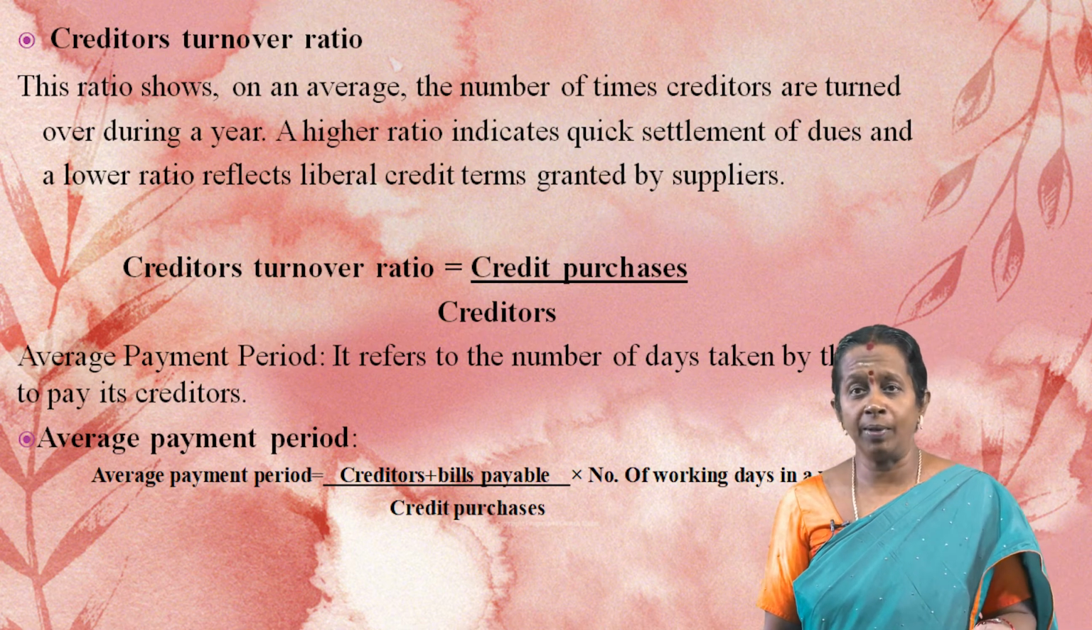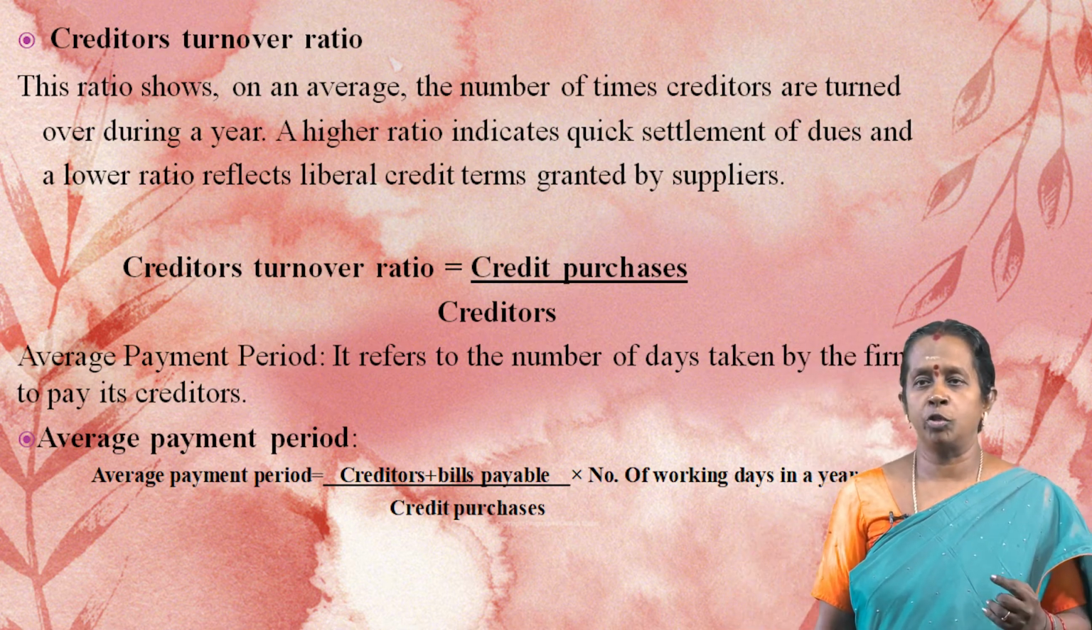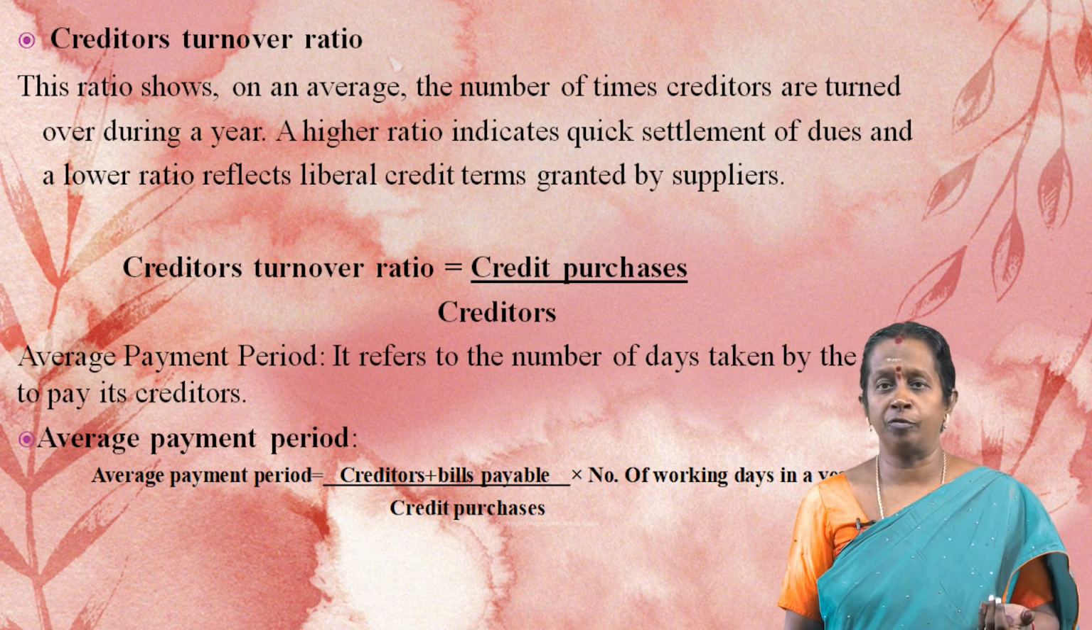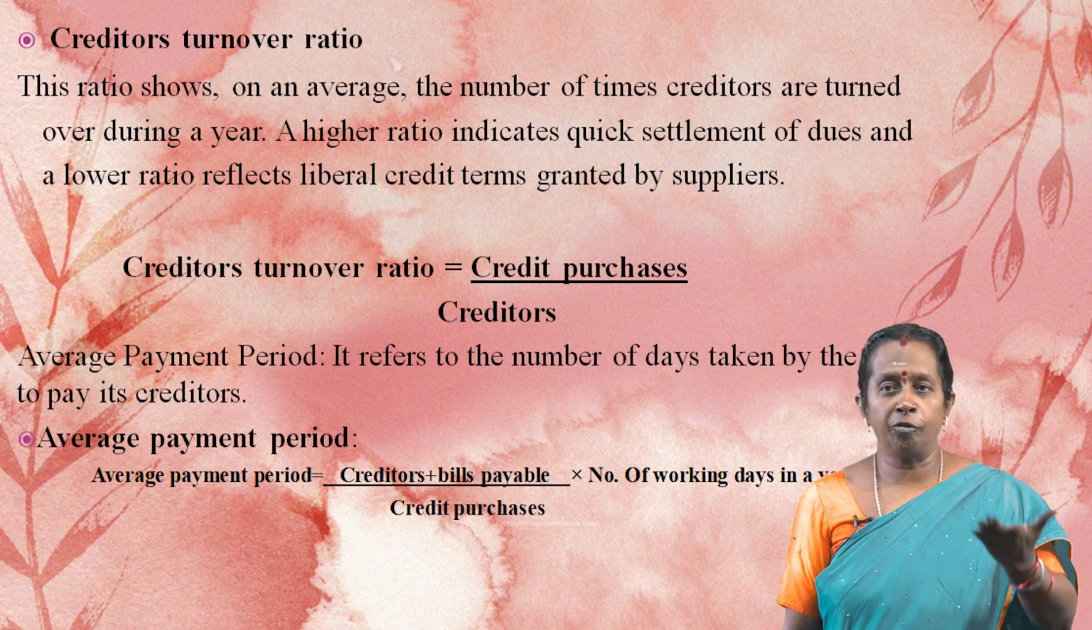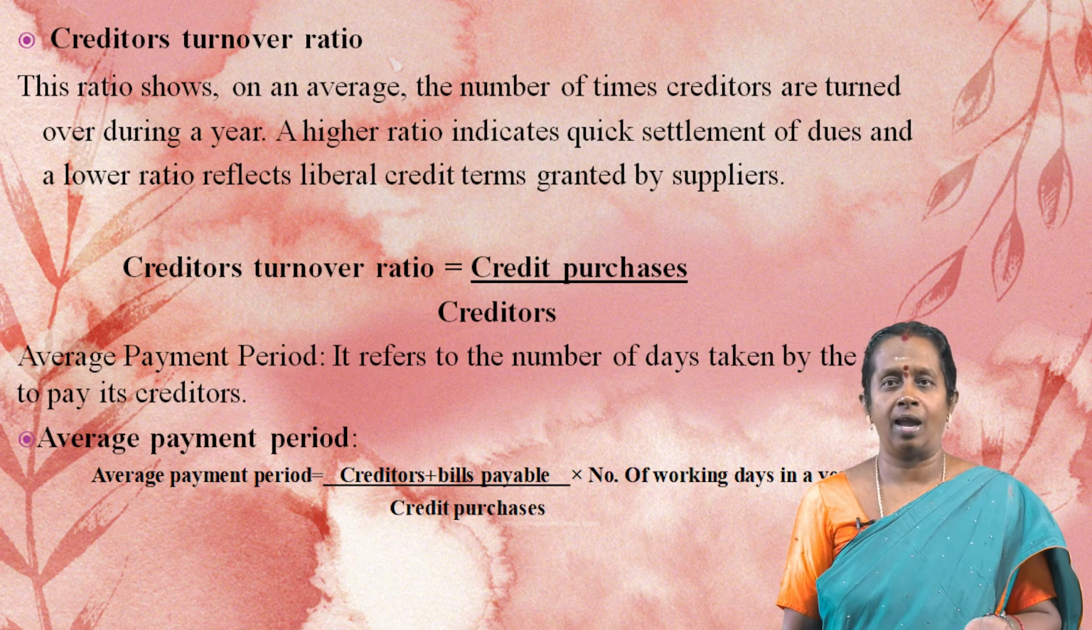Here we have to consider the average payment period in the case of the creditors turnover ratio. It refers to the number of days taken by a firm to pay its creditors. The firm has purchased from different suppliers, and for them the firm has to pay the amount.